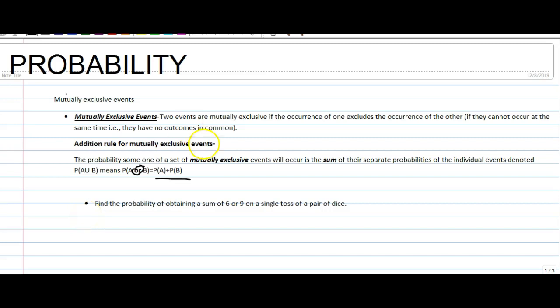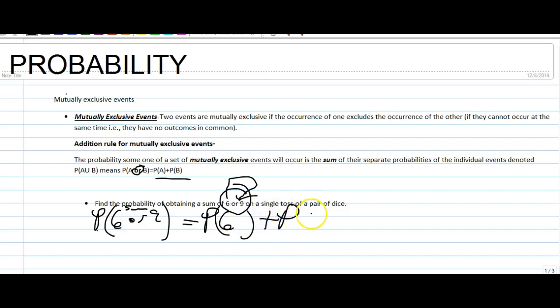For example, find the probability of obtaining a sum of 6 or a sum of 9. Now, these two events, I could say, are mutually exclusive, because if I obtain a sum of 6, then that's going to prevent me from obtaining a sum of 9 and vice versa. So they cannot both occur at the same time. So if I want to know the probability of obtaining a sum of 6 or 9, then what I need to do is to find the sum of their individual probabilities.